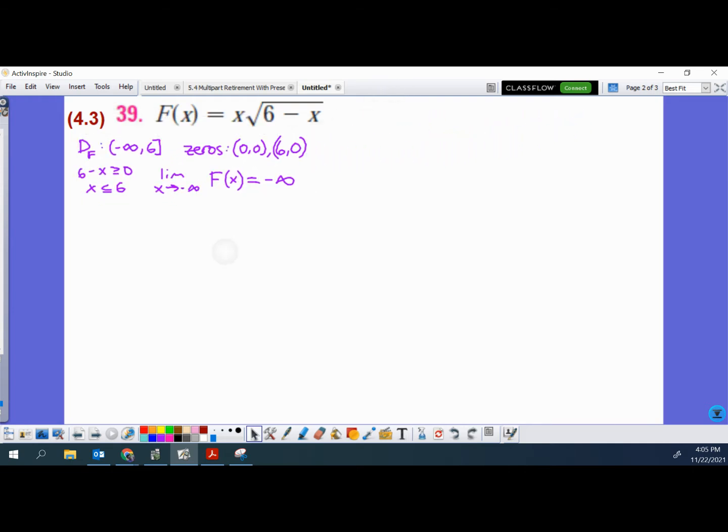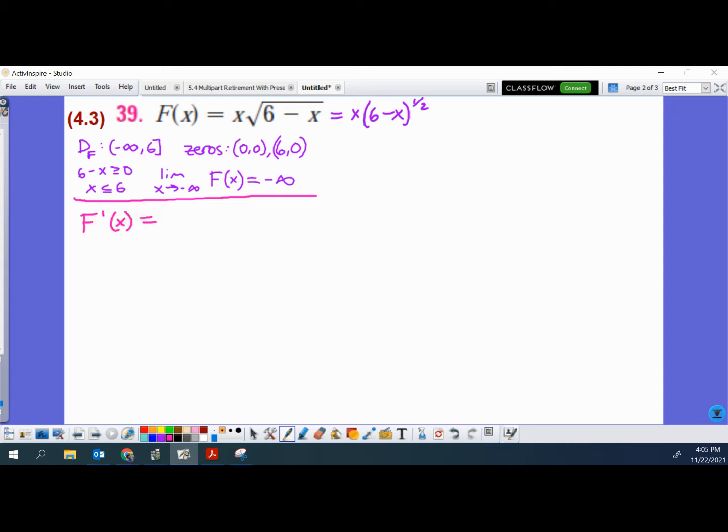All right. Now, first derivative. And if you want to pause and do the first derivative yourself first, that's a good idea. There's a product rule here, right? In fact, it might be helpful to rewrite the function up here. Let's see, I was doing f in purple. So x times 6 minus x to the 1/2, right? That's how we do this derivative. Okay.